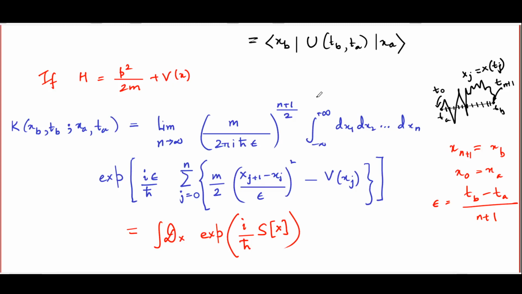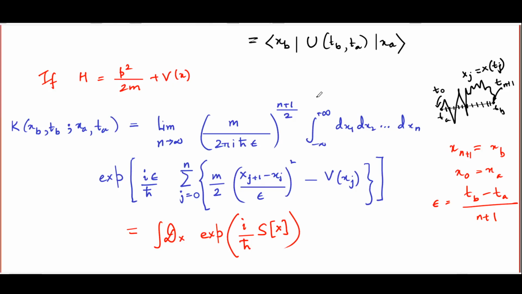Remember, S, the action, is a functional. It depends on the function x of t. So given a function x of t, we get a corresponding value of the functional. Each path corresponds to a particular value of the action. What you're doing is you're weighting each path by a phase factor e to the power i by h cross times the action and summing up over all paths. This essentially is the path integral formulation, at least for the special case where the Hamiltonian is a kinetic energy p square by 2m plus the potential energy V of x.